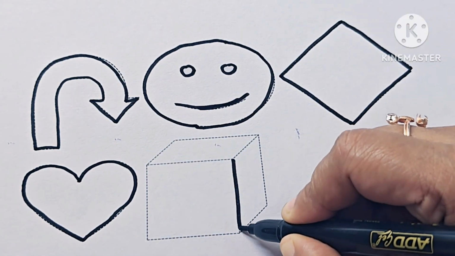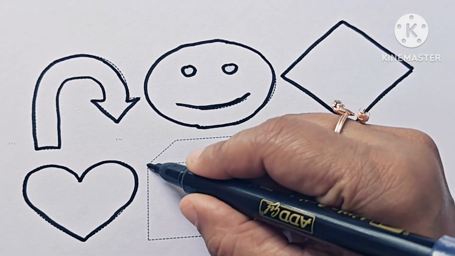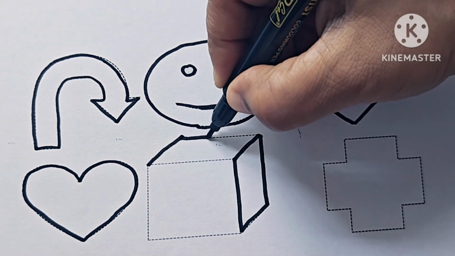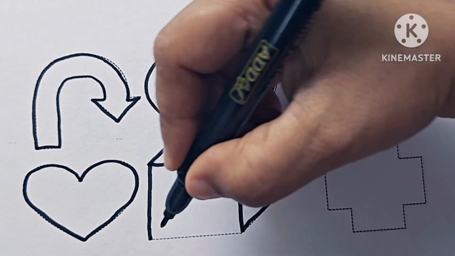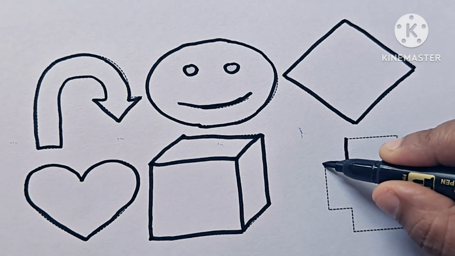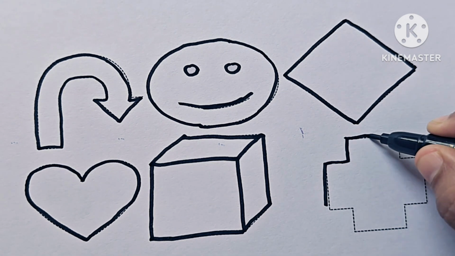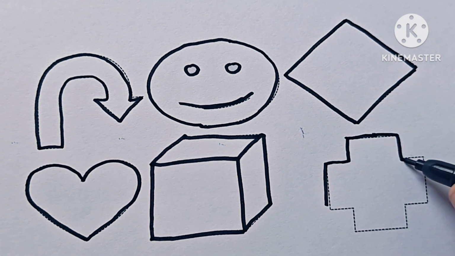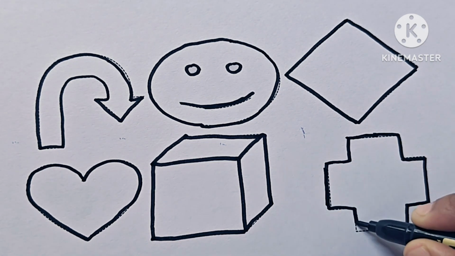This is cube. Cube is a 3D shape. Now this symbol is cross. This is cross. It is a symbol.